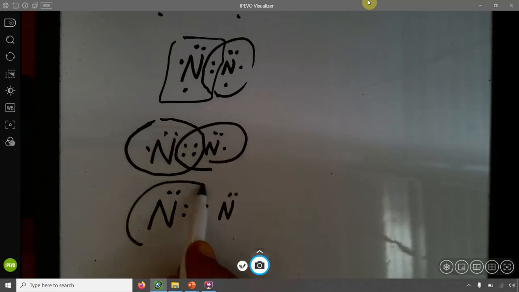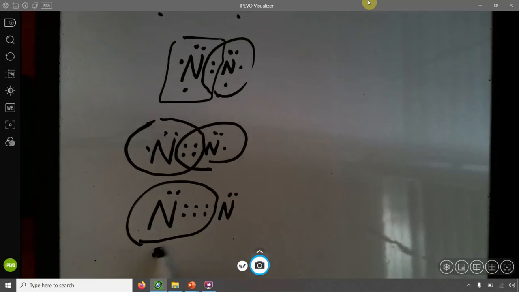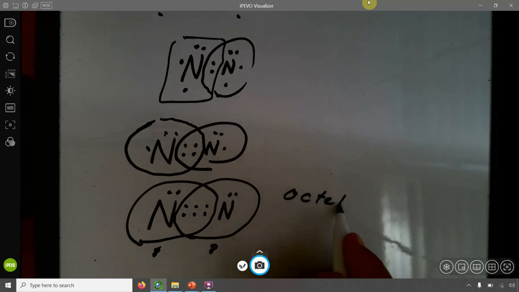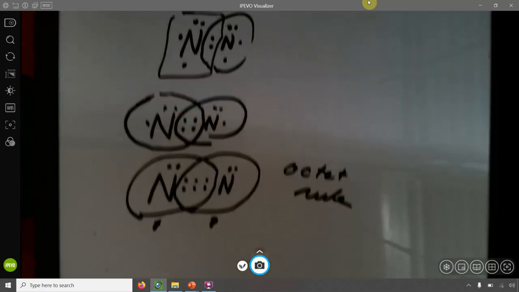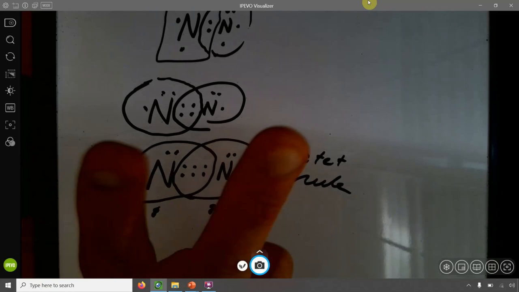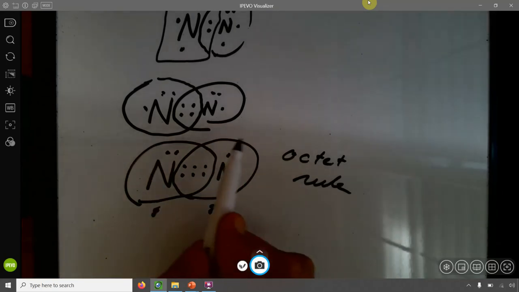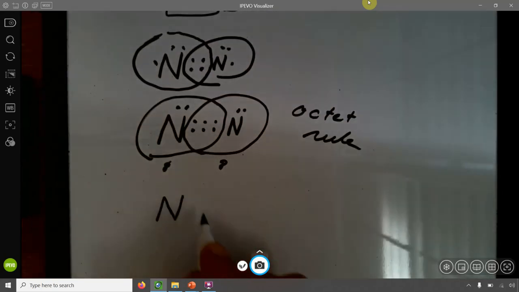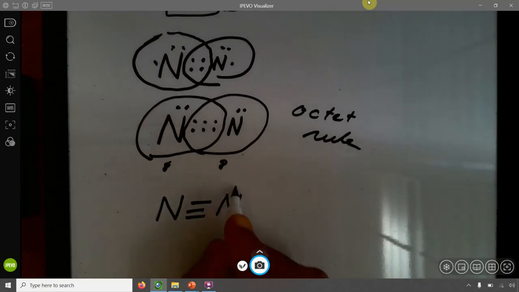And so if you look at this circle here, 1, 2, 3, 4, 5, 6, 7, 8. If you look at this circle here, also 8. So they're both happy. The octet rule is satisfied. And as a rule, we said for every 2 dots, I replace it with a dash. So I have 3 pairs. It will look like this.